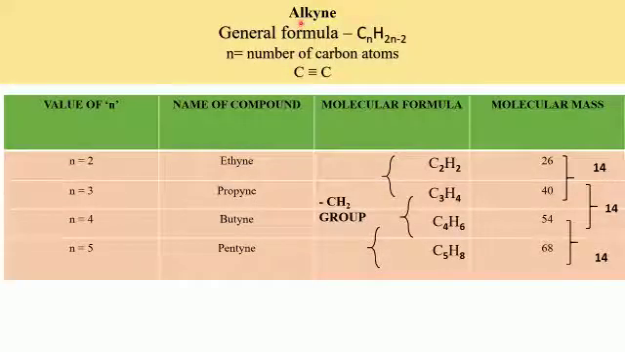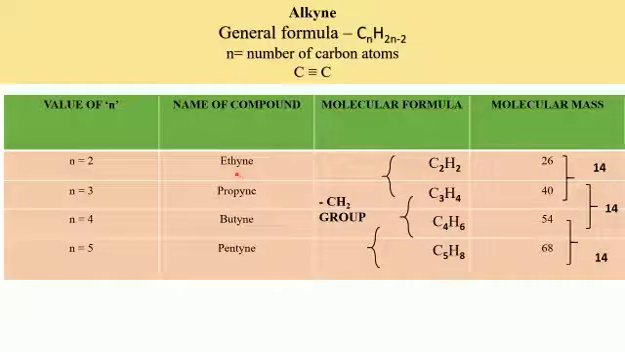Coming to the second type of unsaturated hydrocarbons, that is alkyne. The general formula is CnH2n-2, where n is the number of carbon atoms. Here we will find that there is a triple bond between at least 2 carbon atoms. Again, the first member will start with the value of n equal to 2 because we want a triple bond between at least 2 carbon atoms.